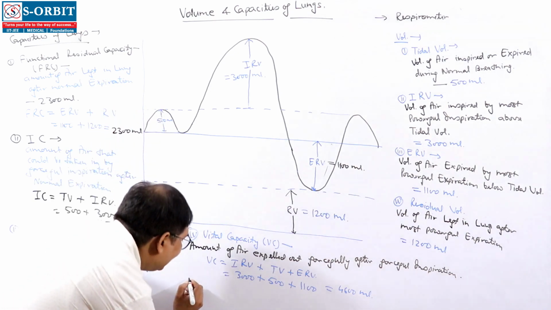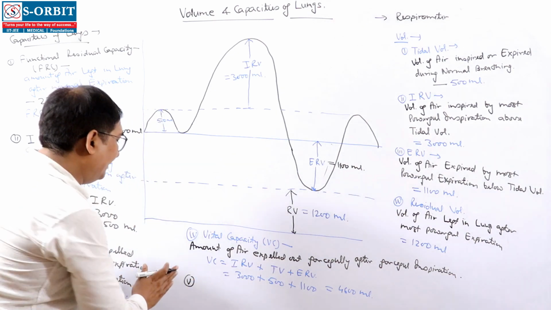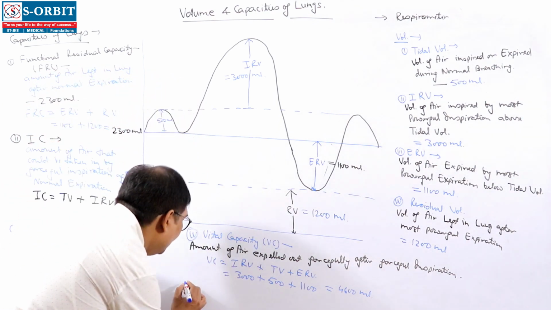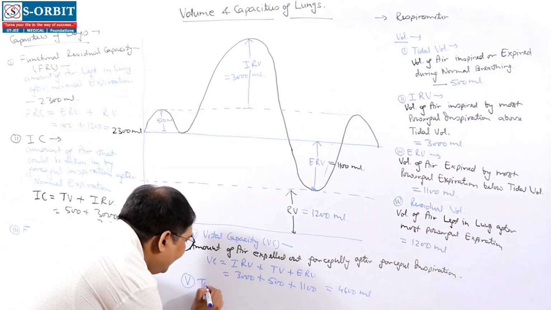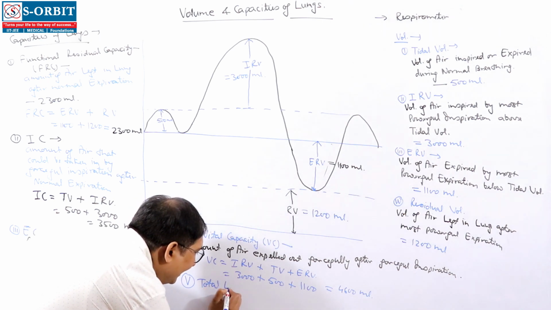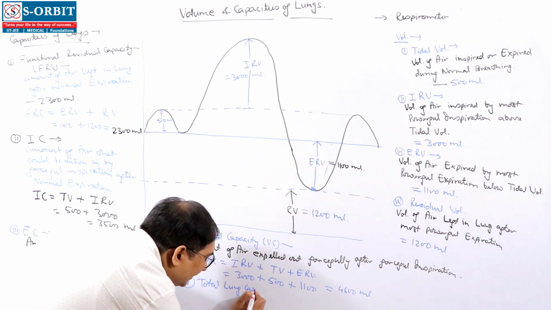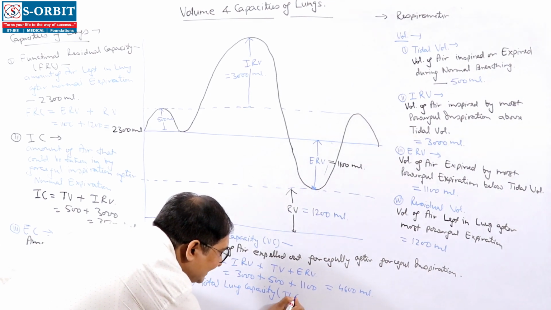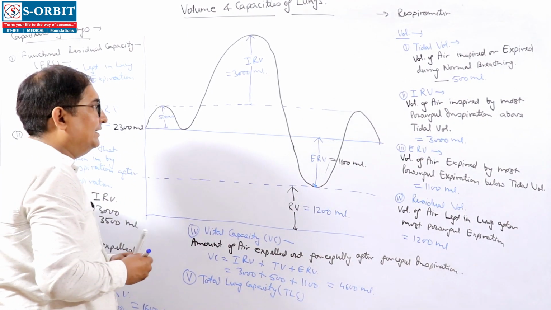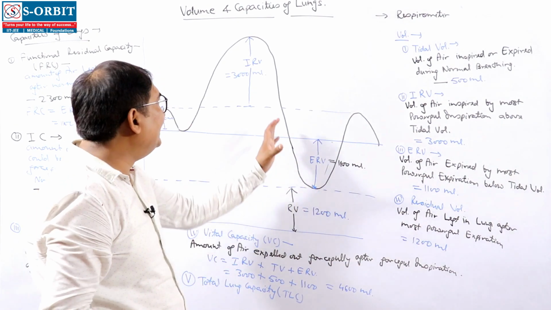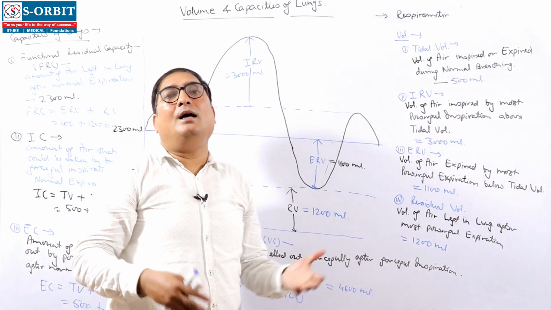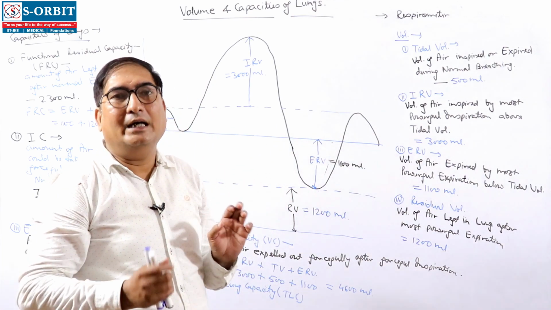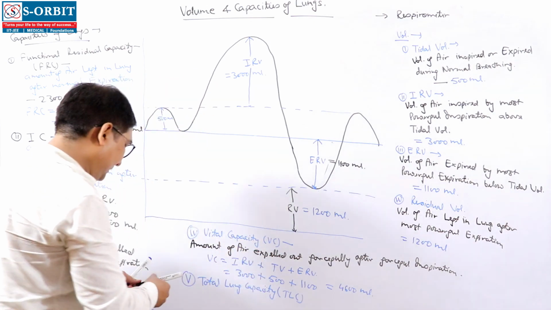And the final capacity of lung. Final capacity of lung is total lung capacity, or in short you can say TLC, total lung capacity. And what the total lung capacity is? The maximum amount of air that our lung can hold. It is the total lung capacity.